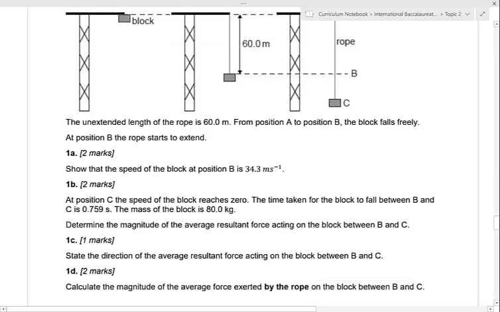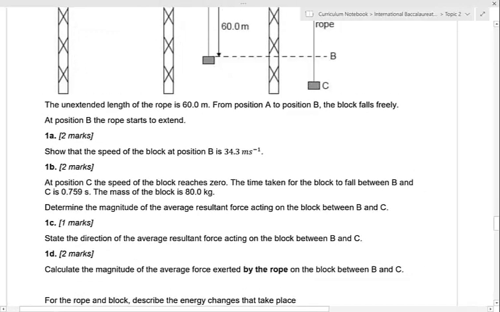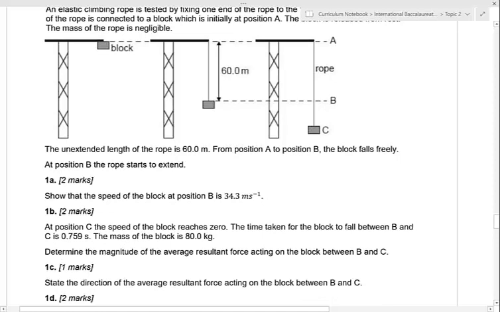Okay, so 1A, show that the speed of the block at position B is 34.3 meters per second. So we know that S equals 34.3. We know that a equals 9.81. We know that u is 0, and we know that v is what we're trying to find. So we want something relating these quantities. So we'll use v squared equals u squared plus 2as.